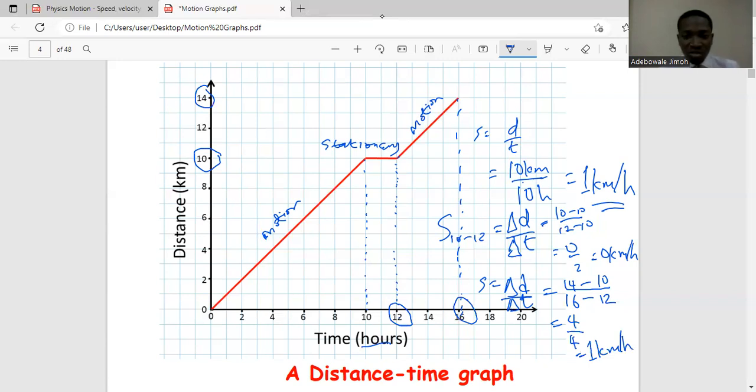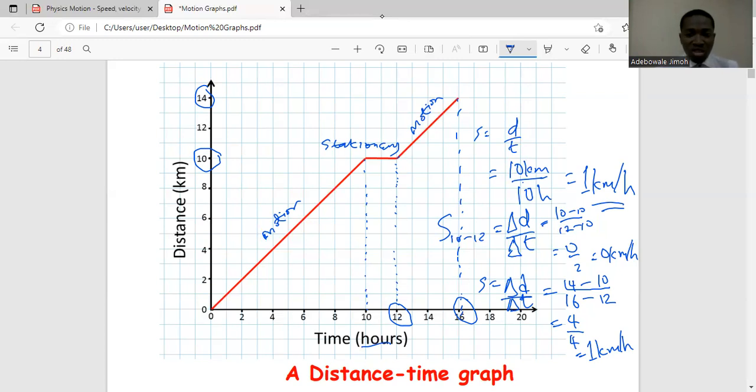So at this place, from 0 to 10 hours, the object was moving at a constant speed of 1 kilometer per hour. After 10 hours, the object became stationary. It did not move. Probably a car. The car rested for 2 hours. Okay. Then on the 12th hour, the car started moving again at 1 kilometer per hour up to 16 hours. Probably the car must have come to a stop here.